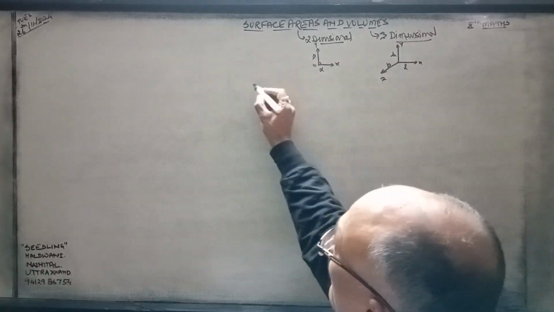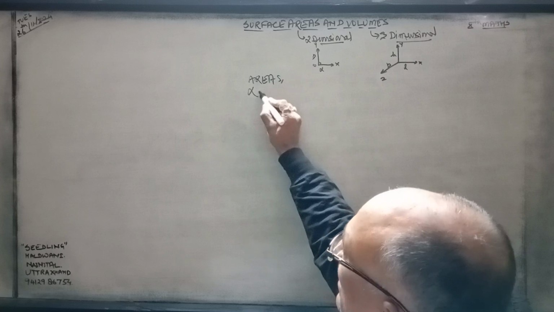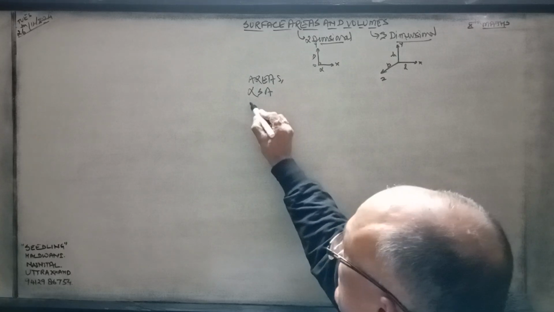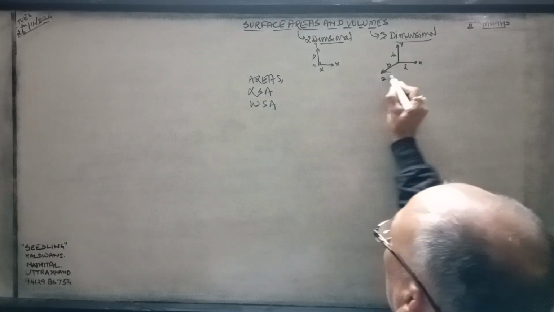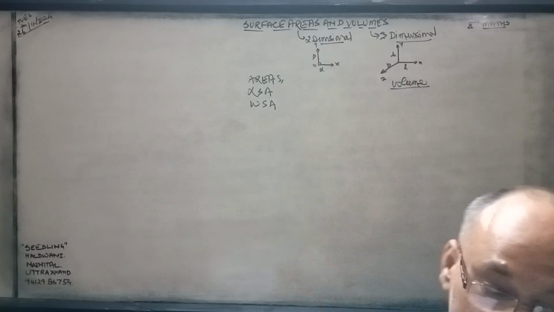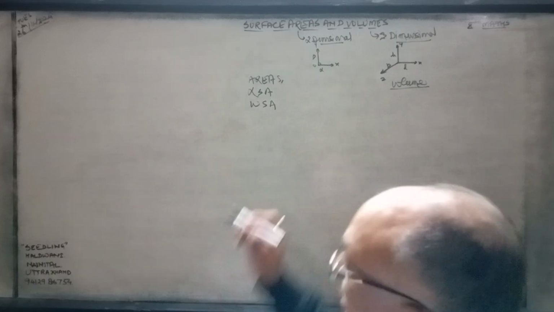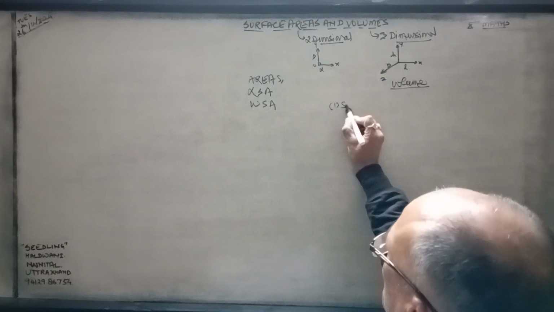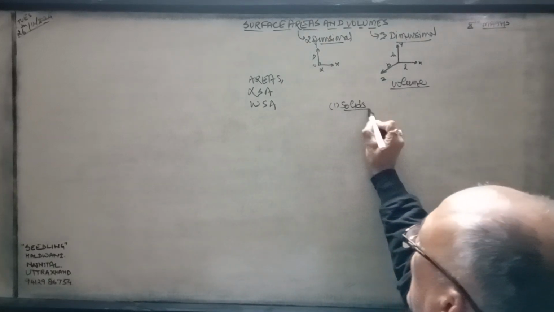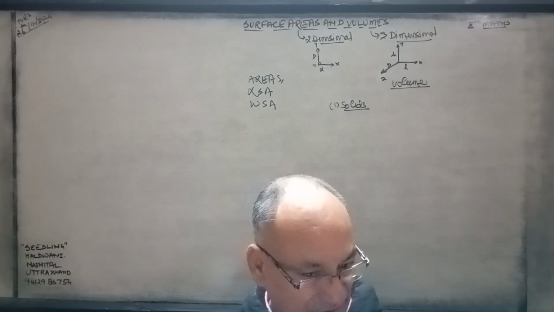So now it will clear your area. It will clear your lateral surface area. It will clear your whole surface area, while it will only clear your volume. Clear? Fine. So now, this is surface areas of solids, you can say.